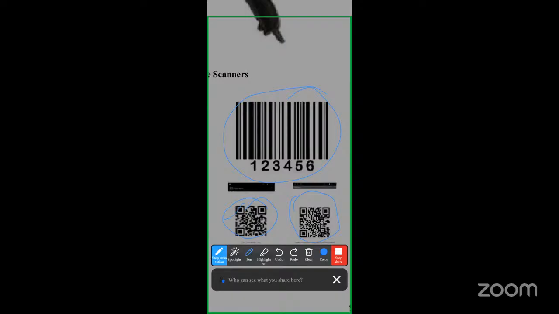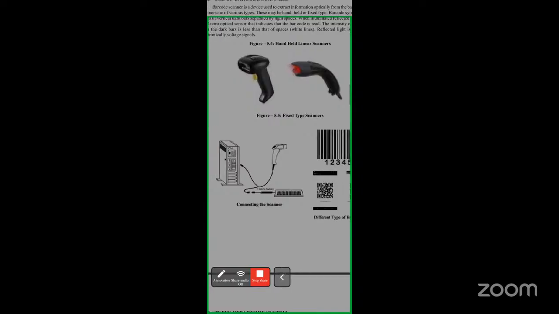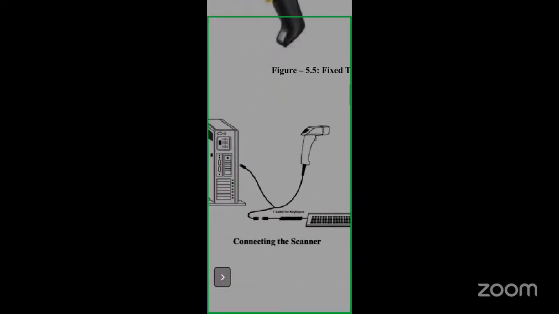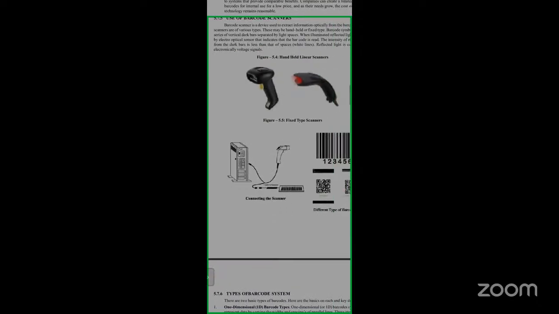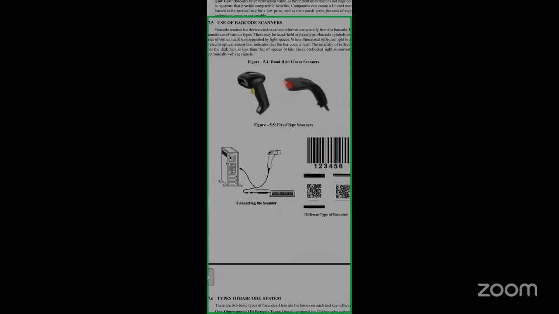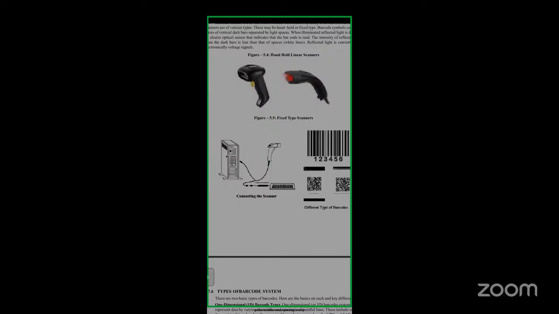For that purpose, we come across these scanners, but these are also used at the manufacturer level for understanding how the scanners are used. These scanners are fixed to the CPU through which they are operating, connecting the scanner. These two are handheld scanners, and these are fixed type scanners. This can just be held in hand, scanned, and you find out the product.